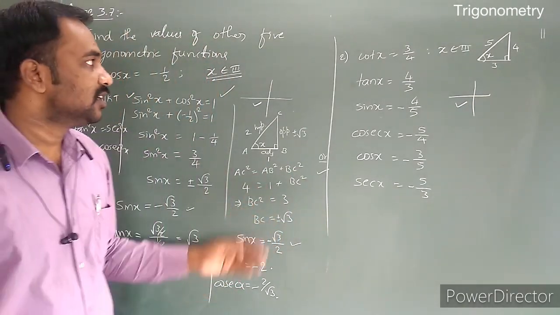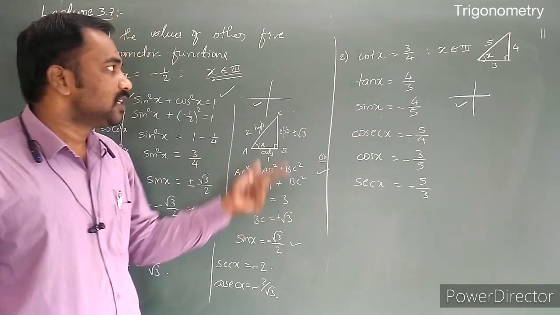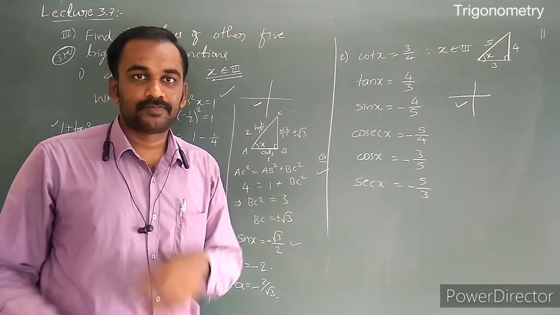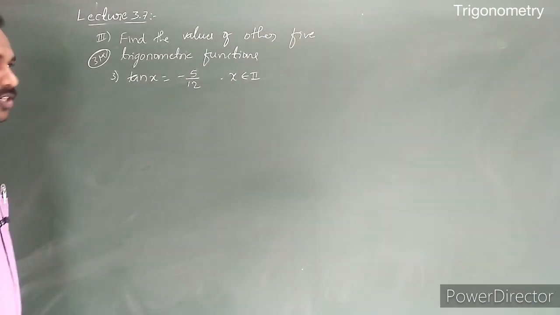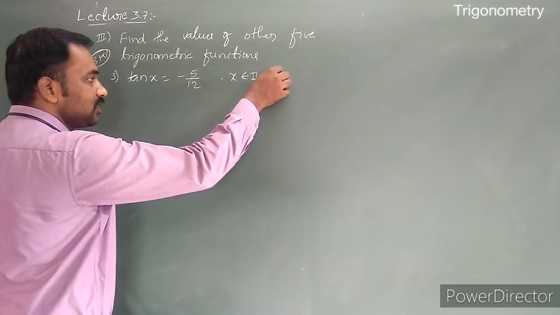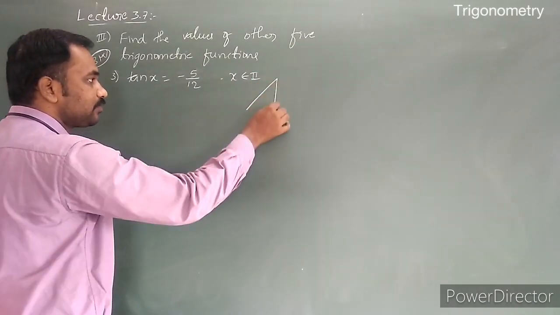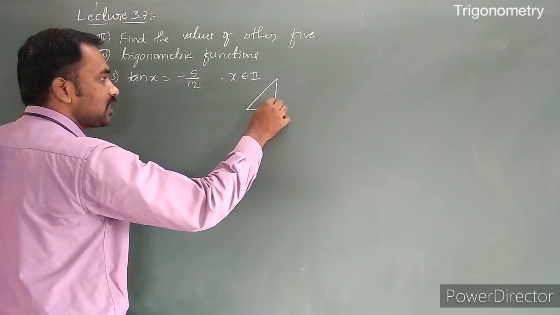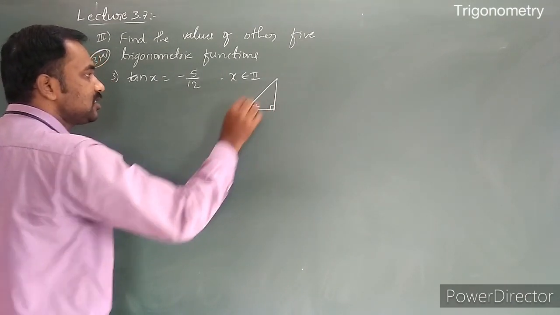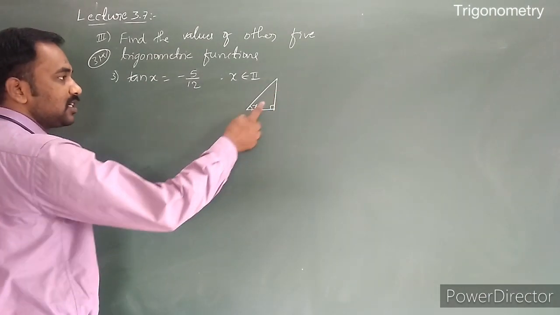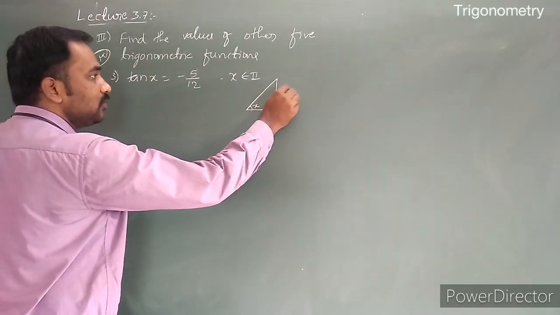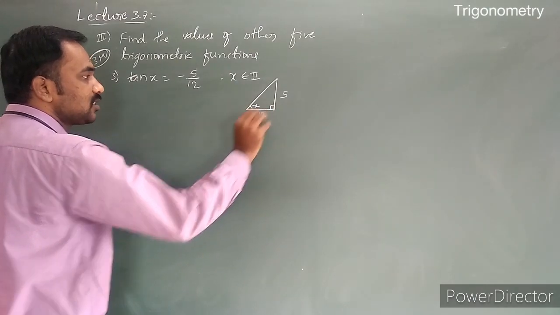Now, let's take the next problem in this manner. tan x is equal to minus 5 by 12. I will use the triangle method. It is a right angle triangle, and angle x is here. Tan is opposite divided by adjacent. Opposite is 5, adjacent is 12.